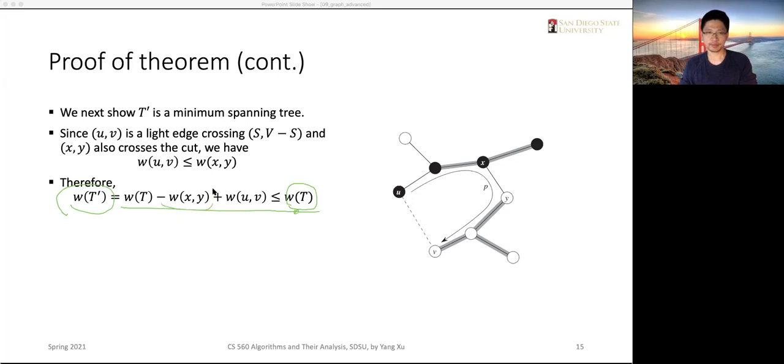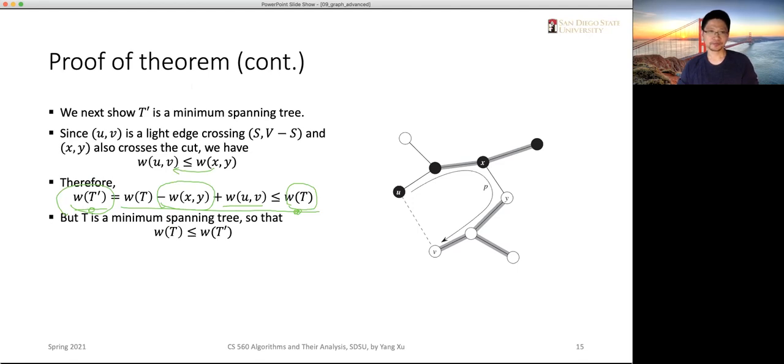Because we are subtracting something that is greater than the new edge, right? So that's something we can get. The T prime should have a total weight less than or equal to that of T, right? Okay, so now it's an interesting part, because we have assumed that T is already a minimal spanning tree, which means that we can never go smaller, right? Because T is already a minimal spanning tree.